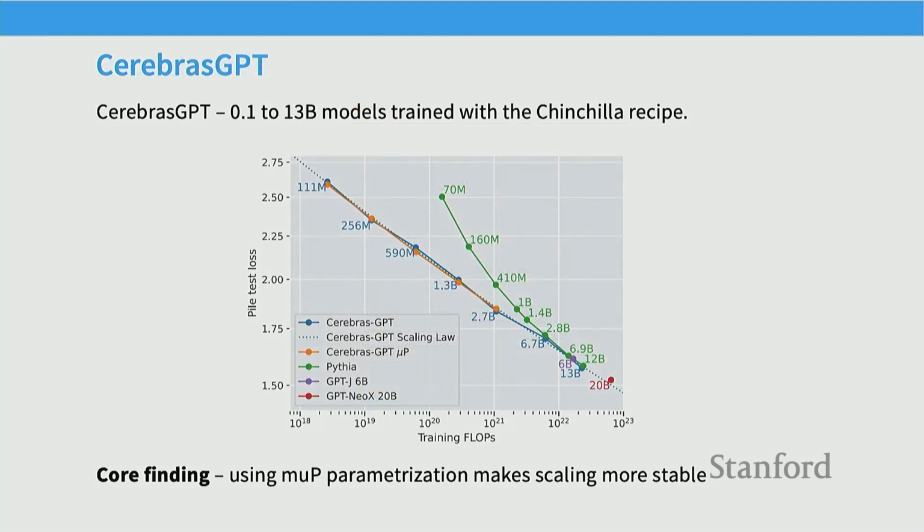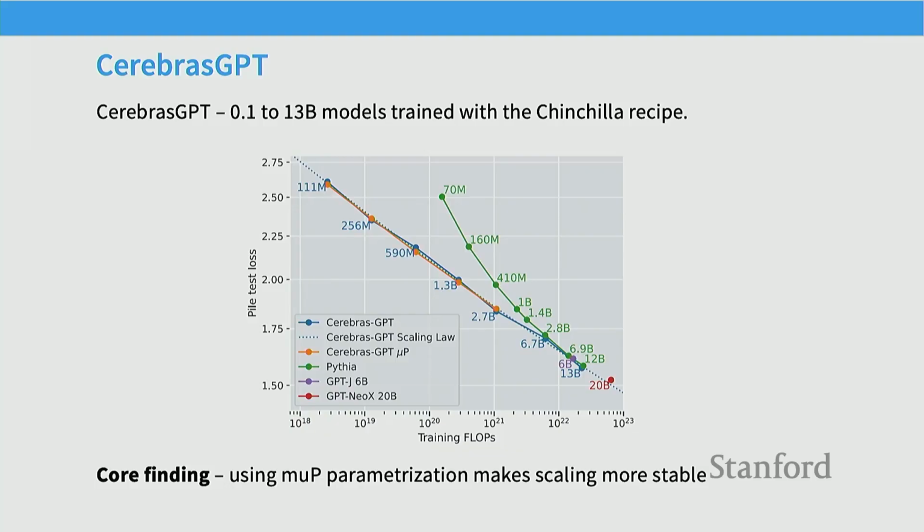Cerebras-GPT is the first of the models and scaling things that I want to talk about. It's a large family of models, trained 0.1 to 13 billion parameter models, trained with the Chinchilla recipe, so roughly the same token to parameter ratio as is optimal. And they have an interesting core finding. The Cerebras folks are pretty interested in a lot of these scaling and parameterization studies. And they have a really interesting core finding, which is they scale up this mu-p thing that I mentioned before, and they find that it makes scaling a lot more stable and a lot more pleasant to deal with.